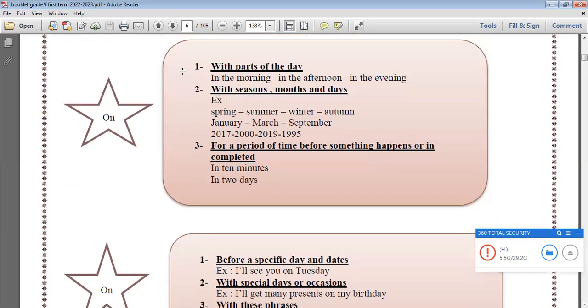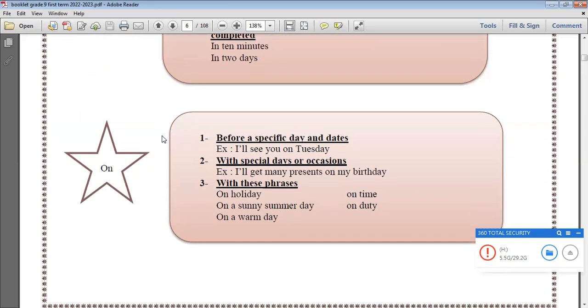So it's not on, actually it's in. The last one is on. When can we use on? We use on before specific days and dates, like I'll see you on Tuesday, with special days or occasions, like I'll get many presents on my birthday. My birthday is a special occasion. And with these phrases, you can say on holiday, on a sunny summer day, on a warm day, on time, and on duty. What does on duty mean? Like you are at your work, you are doing something.